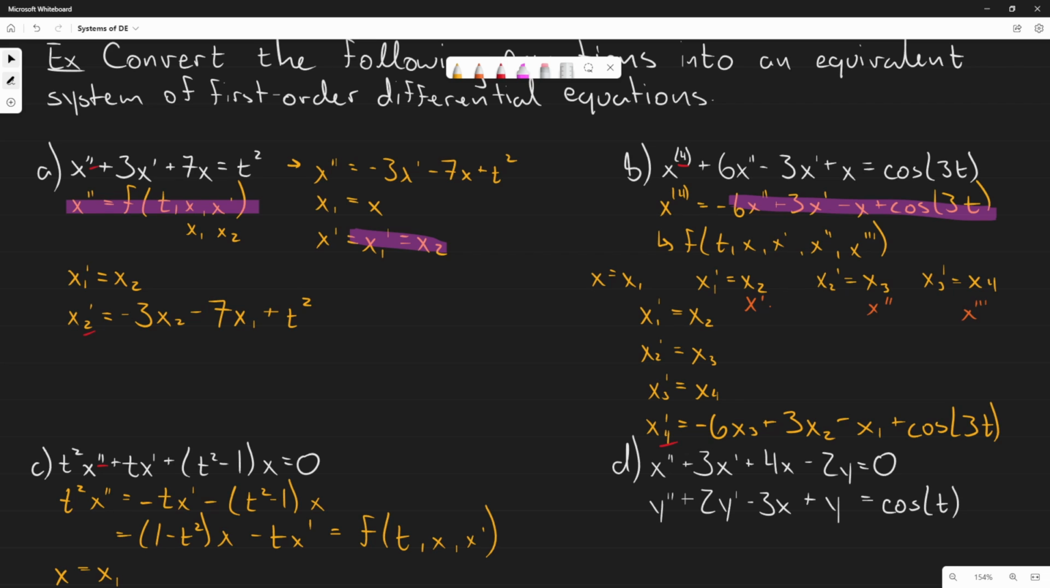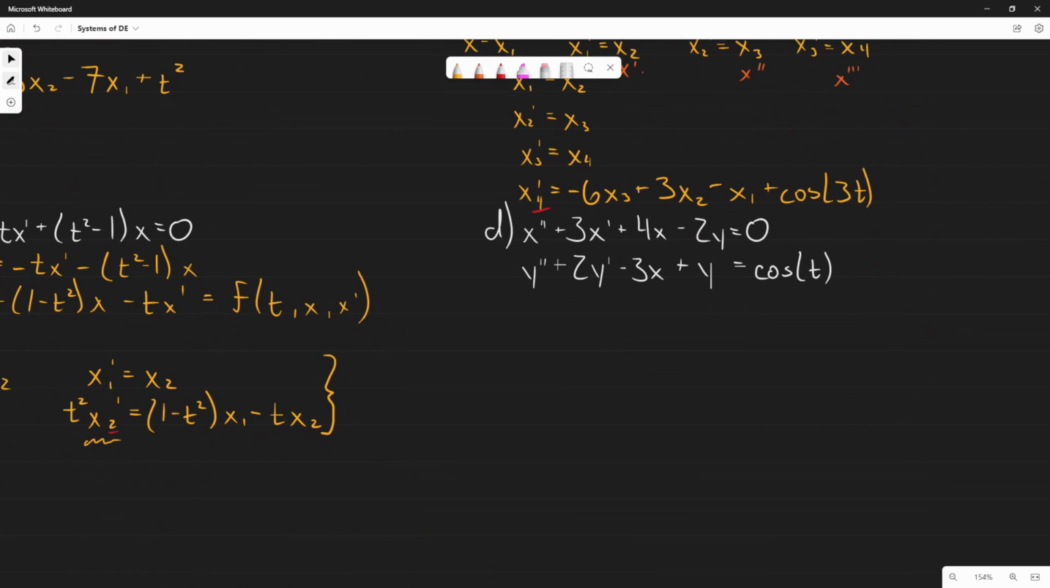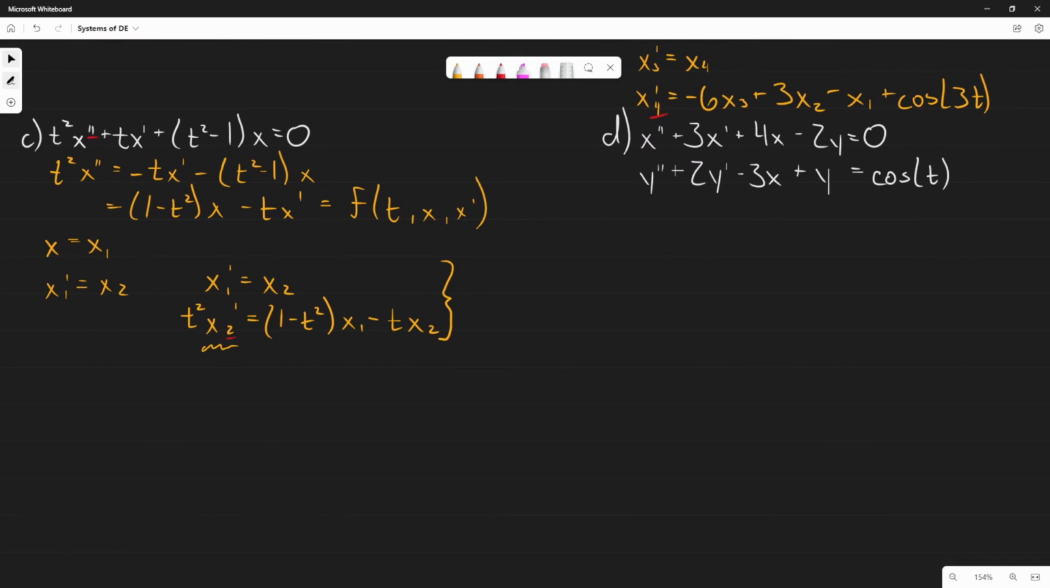So our last example looks kind of interesting because we have a system already, but this is a system of second order. So what do we do here? Well, the same thing applies. The only thing is you're just doing it twice.